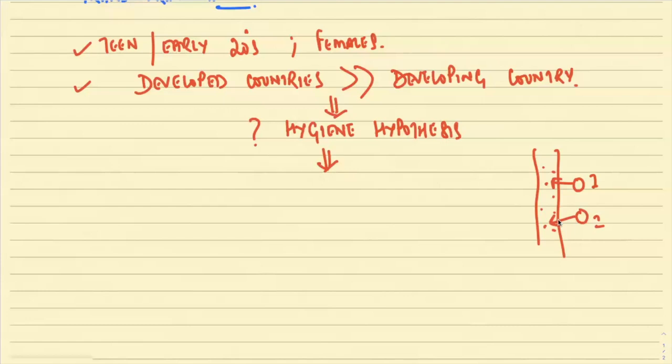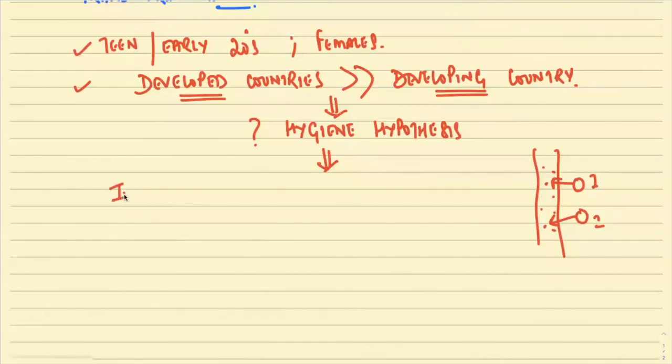But in developed countries there is better hygiene, so the immune system does not have that exposure to the kind of microbes that the immune system of a person in a developing country has. As a result, the immune system of a person from a developing country is more well versed with microbes as compared to developed countries. Remember this very importantly.